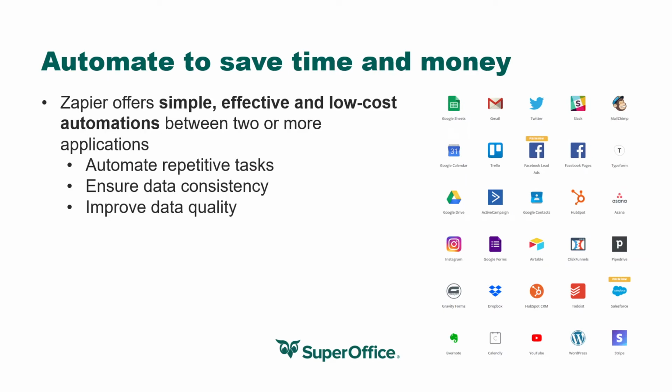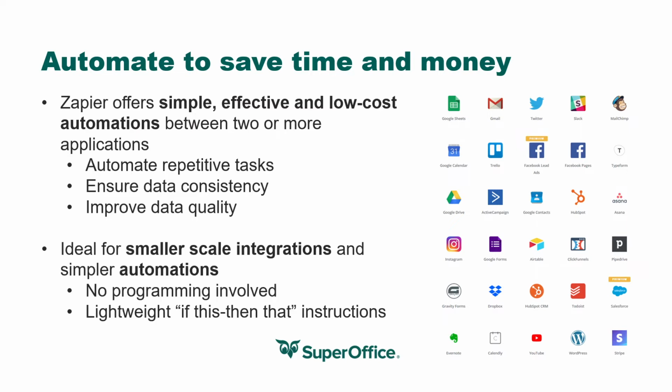You can automate your workflows and reduce your task list by connecting SuperOffice CRM with your other web applications, allowing them to work together on repetitive tasks so you can focus on the more important stuff. And it also ensures data consistency and improved data quality. And this is ideal for smaller scale integrations and simpler automations. There's no programming involved and it comes with lightweight if this, then that instructions.